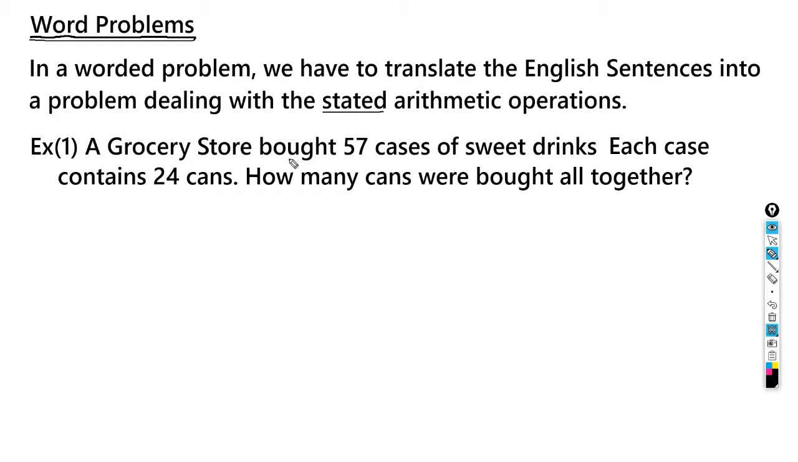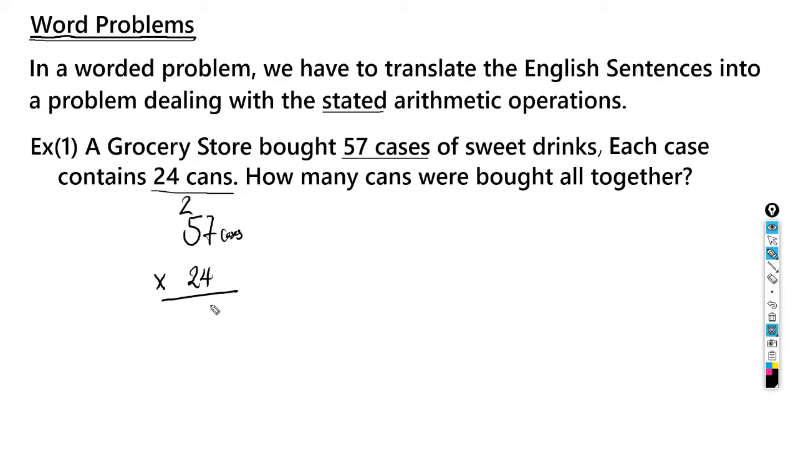It says a grocery store bought 57 cases of sweet drinks. Each case contains 24 cans. How many cans were bought altogether? Okay, so there are 57 cases and each case contains 24 cans, right? So to find the total number of cans, all we have to do is use multiplication. Multiply 57 cases by the 24 cans in each case.